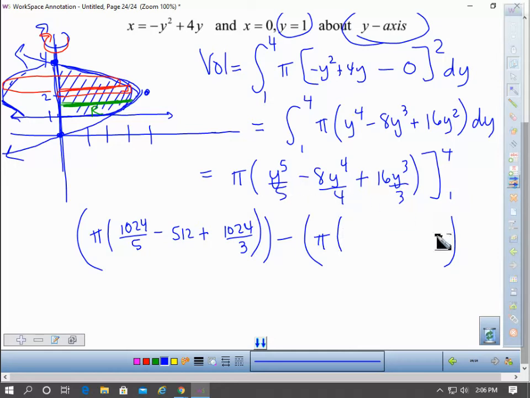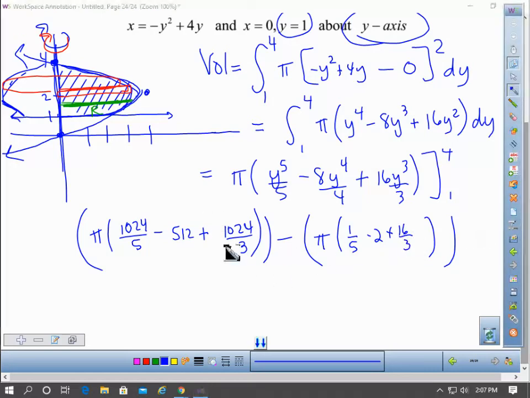It's pi times all this stuff, putting a 1 in there. So putting a 1 in there is 1/5. Putting a 1 in here will be -2. Putting a 1 in here will be 16 thirds. All right, so it's much easier putting smaller numbers in there. Okay, so everybody's multiplied by pi. So what I'm going to do is take the pi out, and now let's combine the like terms.